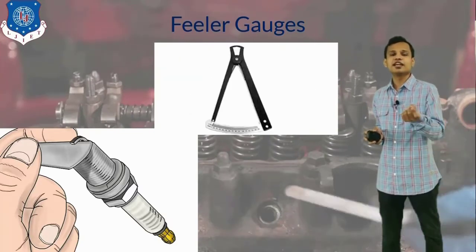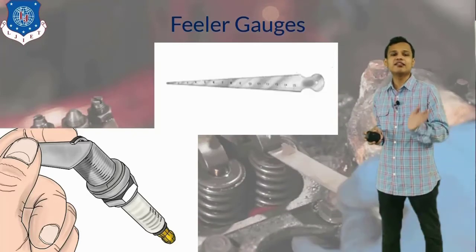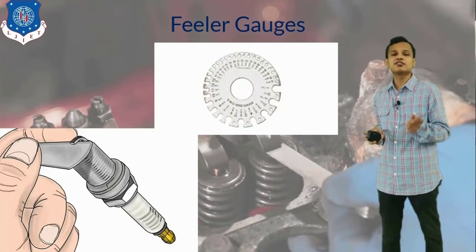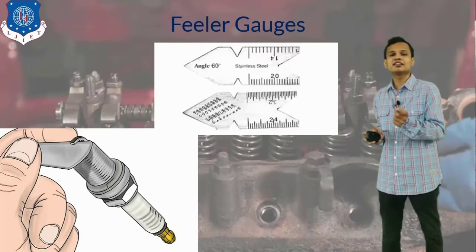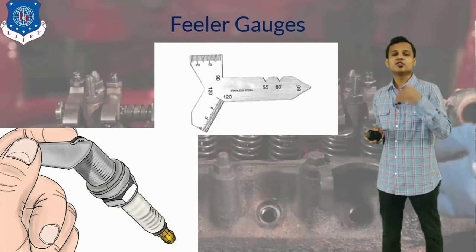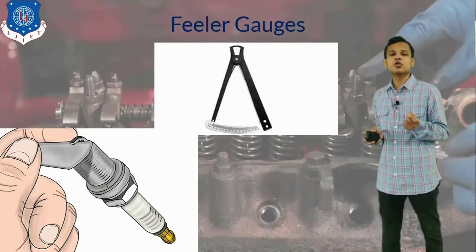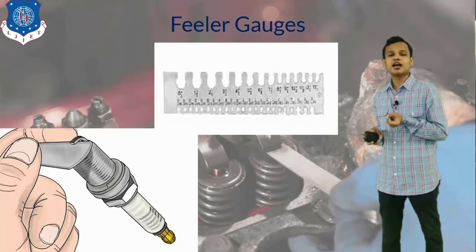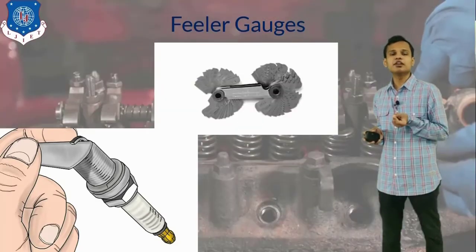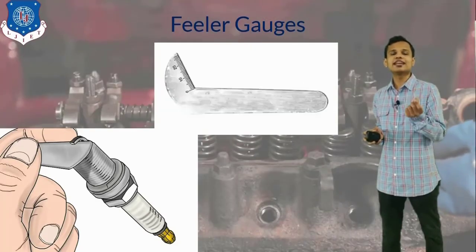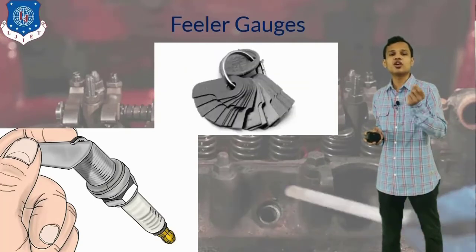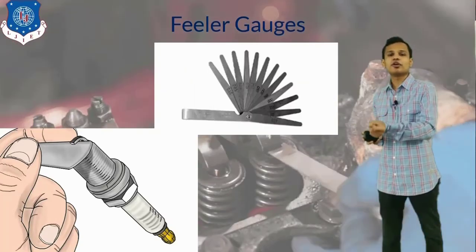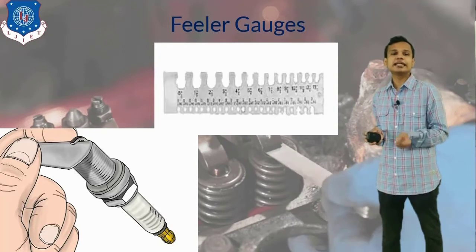If the feeler gauge slides pretty easily, then we will enter another feeler gauge which is of higher thickness than the earlier one. So whichever feeler gauge goes in easily and comes out with a little bit of force shows the clearance between the two components of the engine that we are measuring the clearance for.